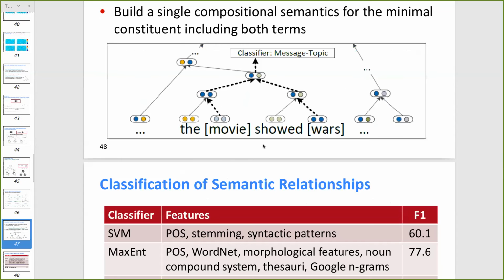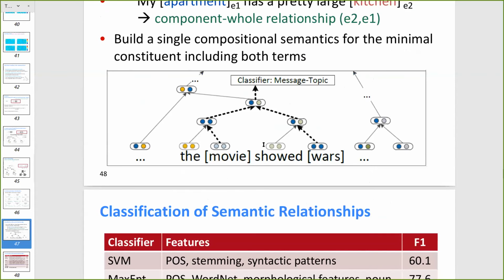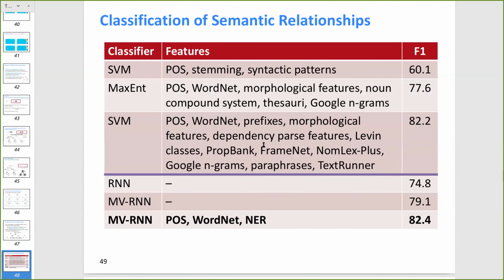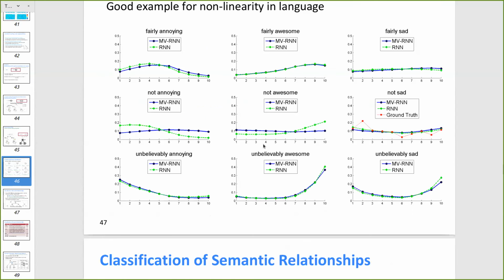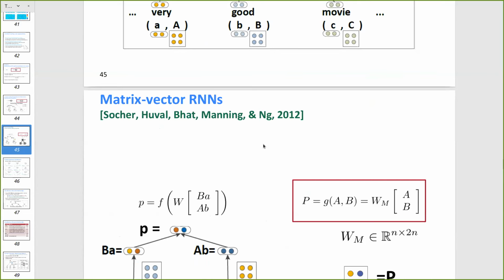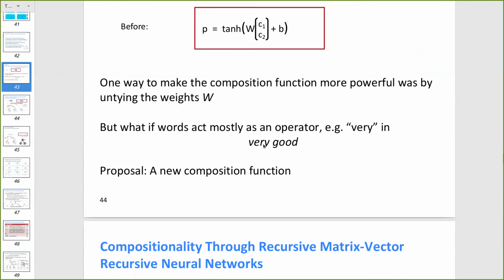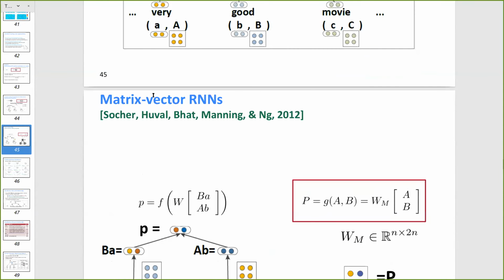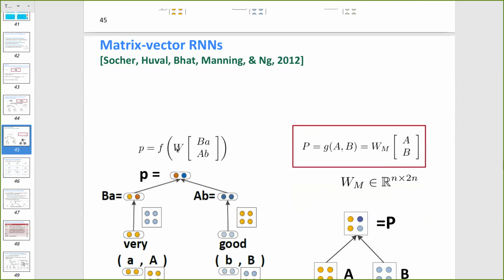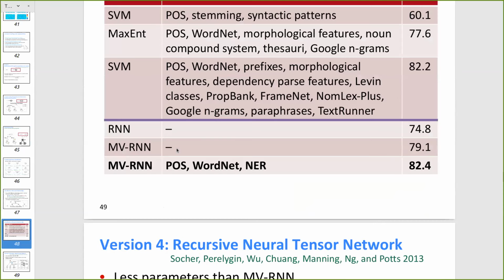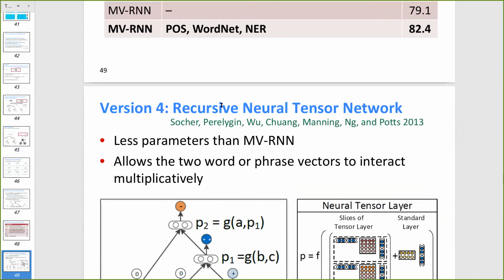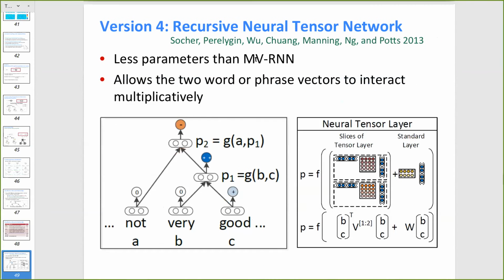We also have, I think, sentiment analysis, which comes later. So we have different variants of it, and that's what we are looking at. We started with the plain tree recursive neural networks, and then we had these different things being added. We have the matrix vector RNNs, and then we have something called the recursive neural tensor network, with fewer parameters than MVRNN.